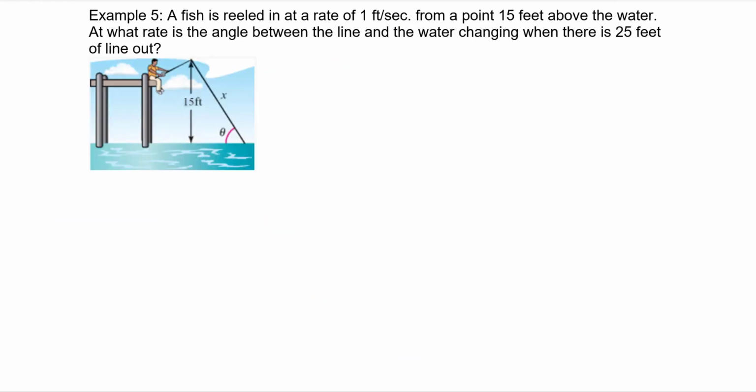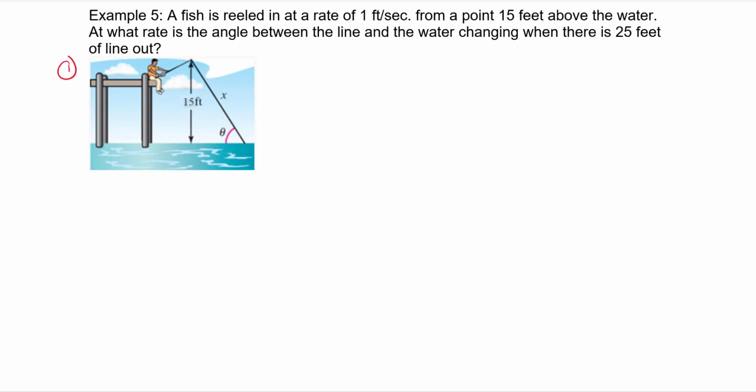All right, example 5. A fish is reeled in at a rate of 1 foot per second from a point 15 feet above the water. At what rate is the angle between the line and the water changing when there is 25 feet of line out? So if we look at this one, we've already got our picture drawn for us.